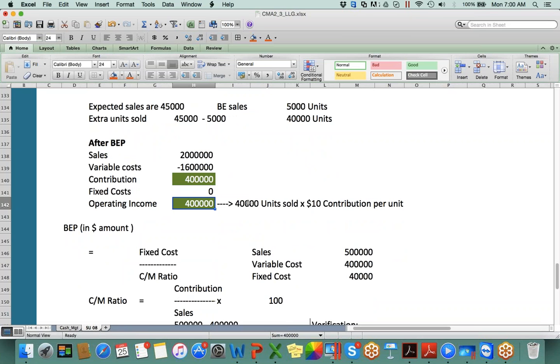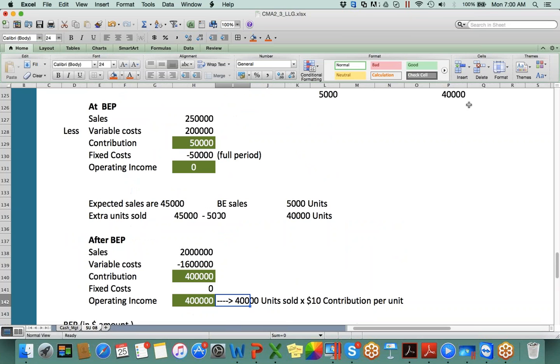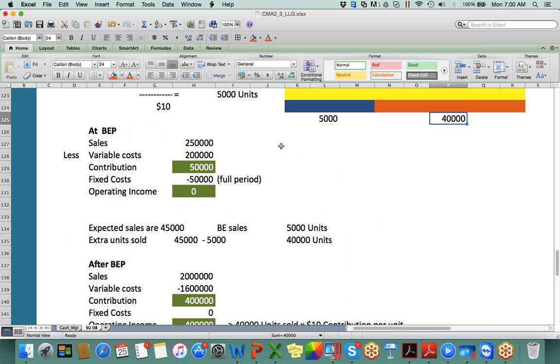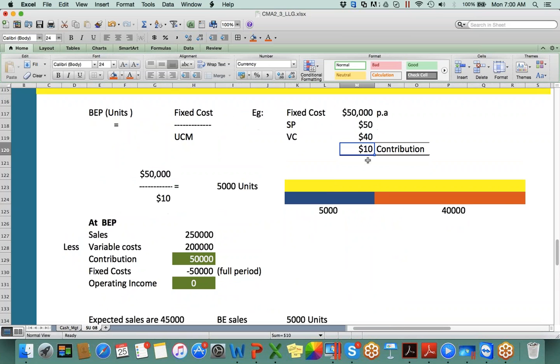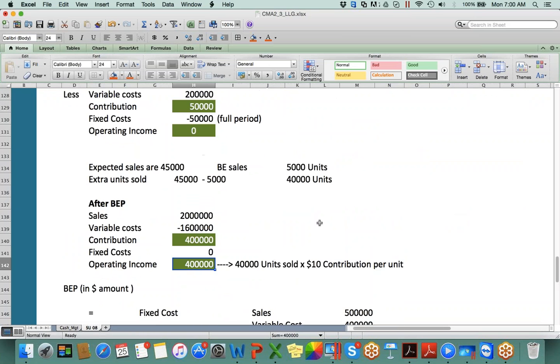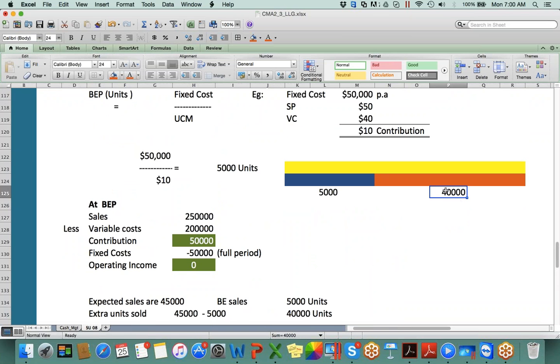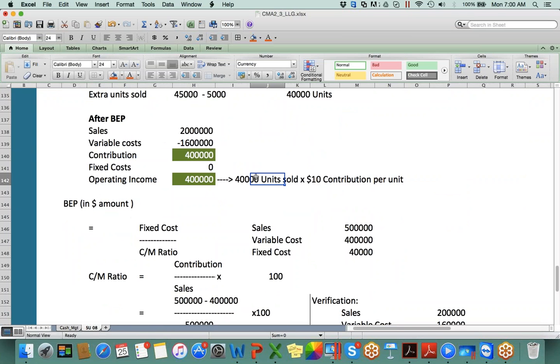And if you observe here, for these extra 40,000 units, selling price is 50, variable cost is 40. So contribution, you observe it, is the profit here. This profit is nothing but 40,000 excess units after the break-even point times the contribution. You got it here. So you don't need to find the profit like this. Every additional unit you sell after the break-even point will give you profit, which is equivalent to the contribution margin.